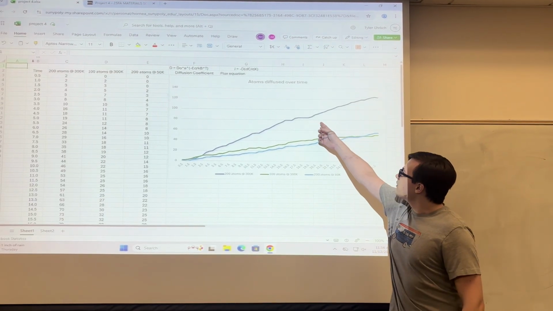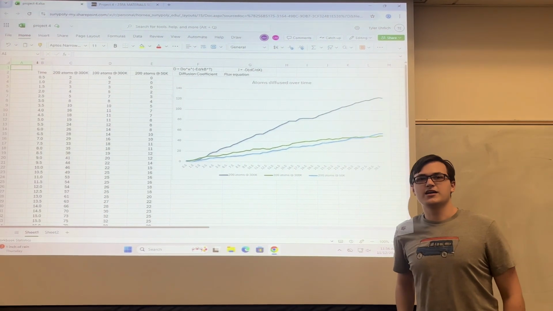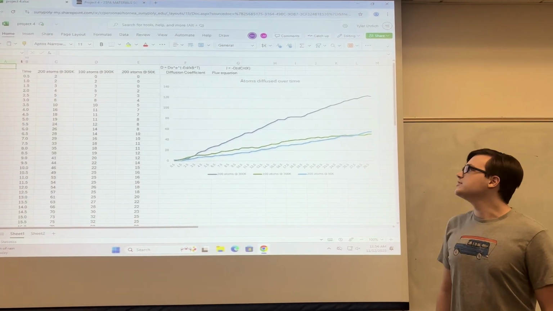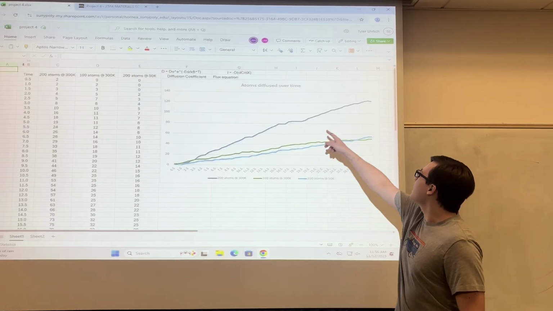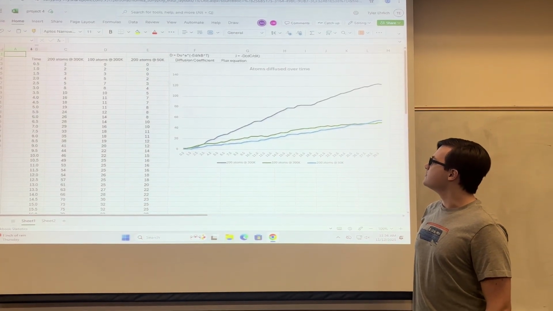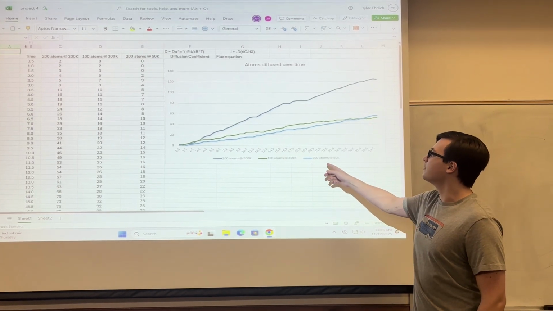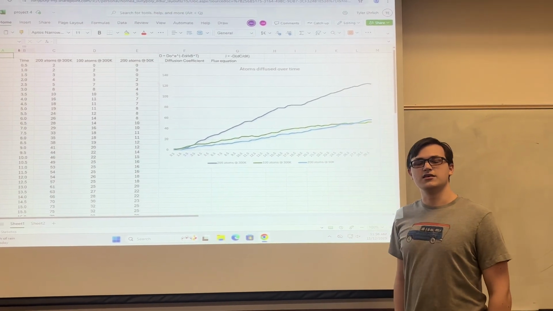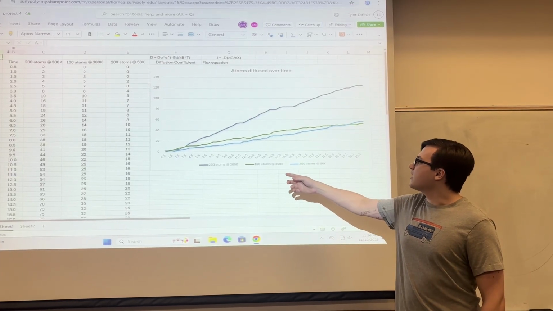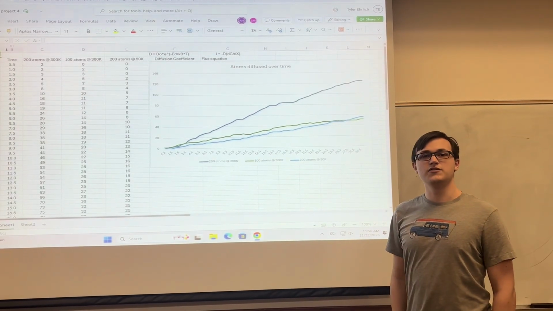Here we have a graph of the simulations we ran for diffusion. So this one right here, the dark blue line, is 200 atoms at 300 Kelvin. It has the highest rate of diffusion, as you can see, because it is significantly higher than the other lines, and that is because the amount of atoms is 200, which is the highest out of all of them, which increases the flux equation, and it also has the highest temperature, which increases the diffusion coefficient.